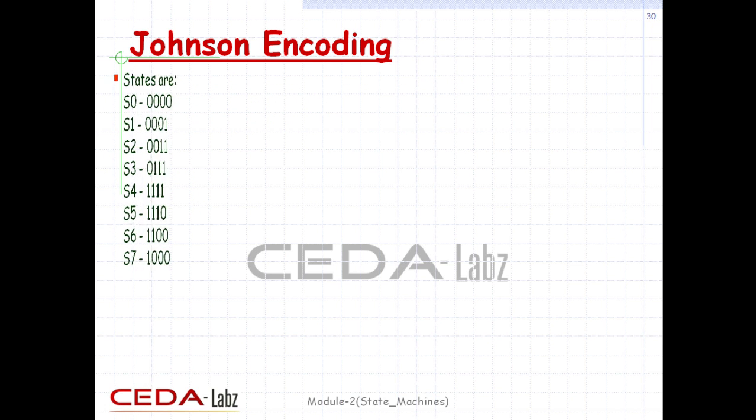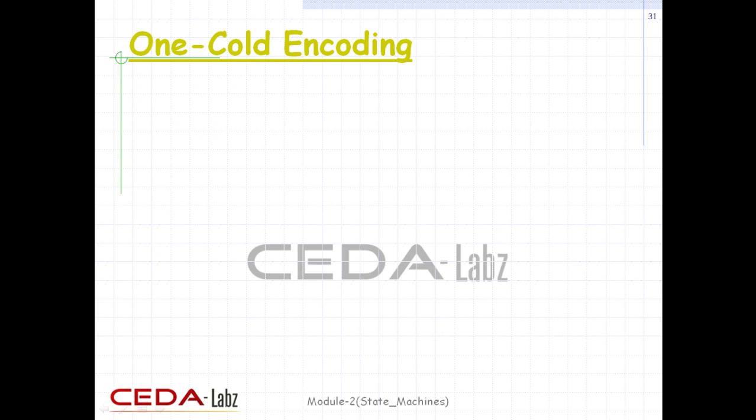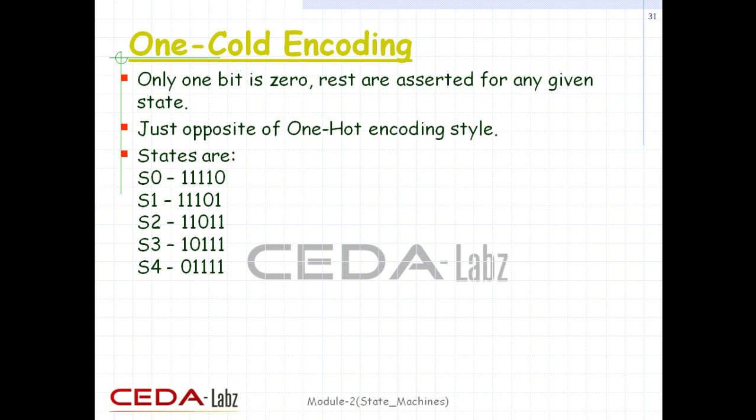In Johnson coding also there is one bit change, and it can be useful in detecting errors during transitions. Here, more bits are required. It increases linearly with the number of states. There are unused states, so we require either an explicit asynchronous reset or recovery from illegal states, which needs even more hardware. One-cold encoding is just the opposite of the one-hot encoding style. Here only one bit is 0, and the rest of the bits are asserted for any given state.